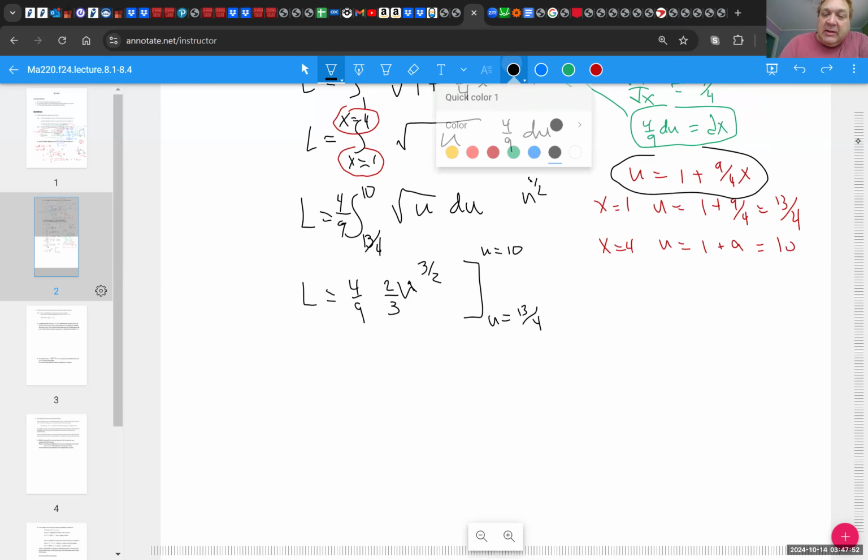All right, so let me write this 13/4. I'm going to write it as a decimal just to make things easier. Let's see, that's 3.25. I'm tired of writing fractions. Okay, so what do we get here? We get 8/27, we get u to the 3/2.